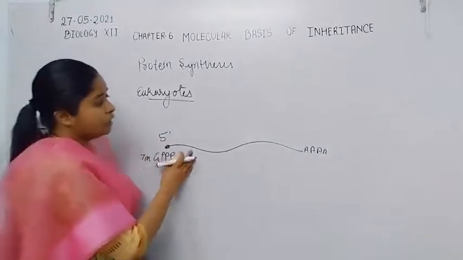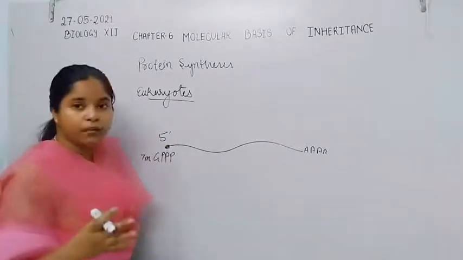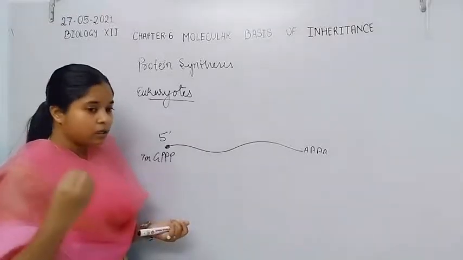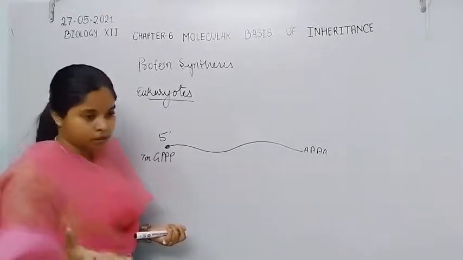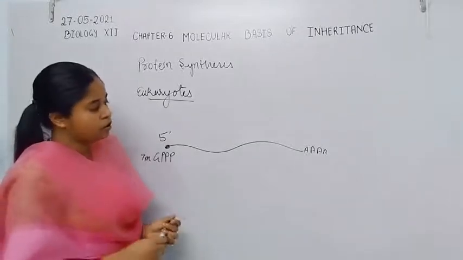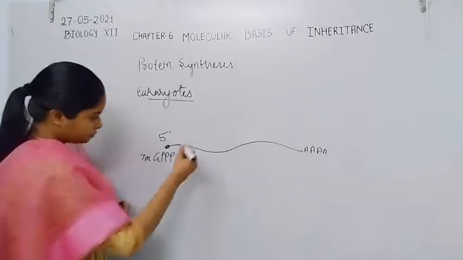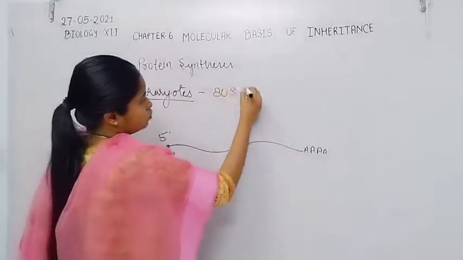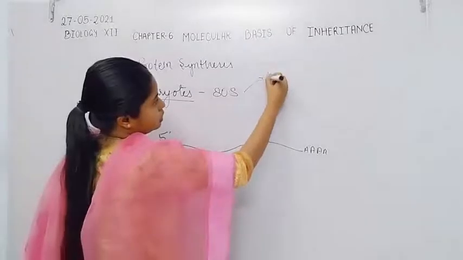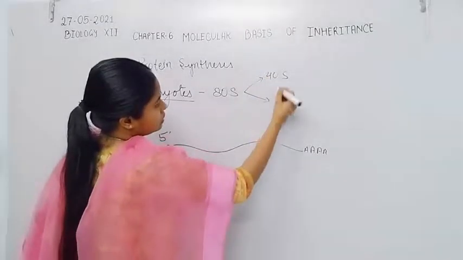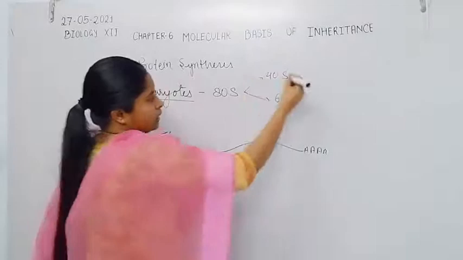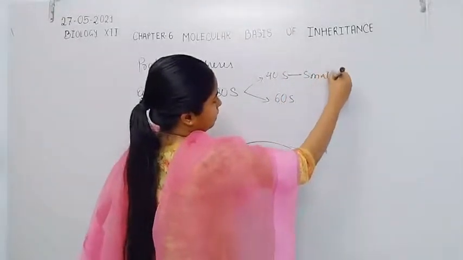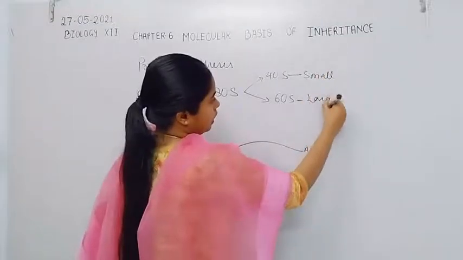So the Shine-Dalgarno sequence, as in the case of prokaryotes, is formed by a specific sequence which is mostly purines, such as adenine or guanine. But in the case of eukaryotes, the 80S ribosome is present, in which the small subunit is 40S and the large subunit is 60S, and they have their own subunits. Here is the small and large subunit.